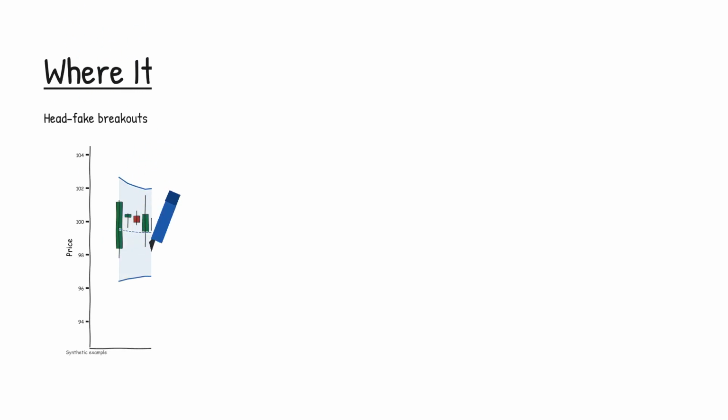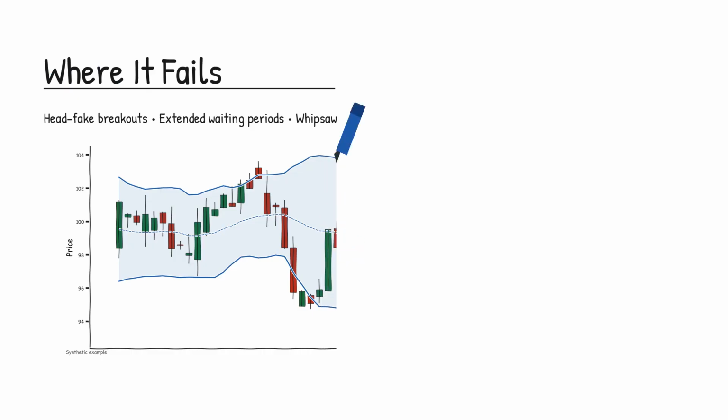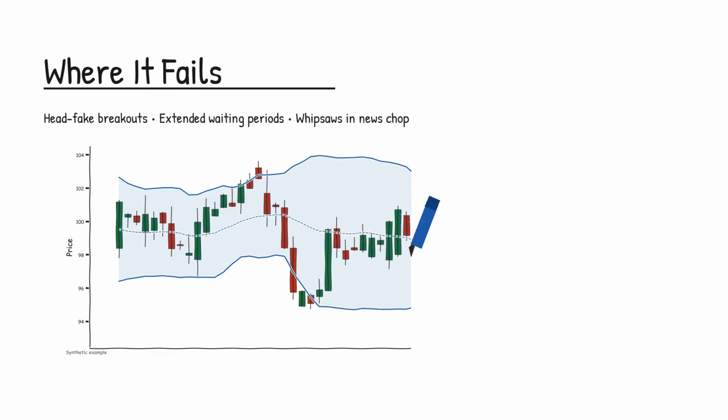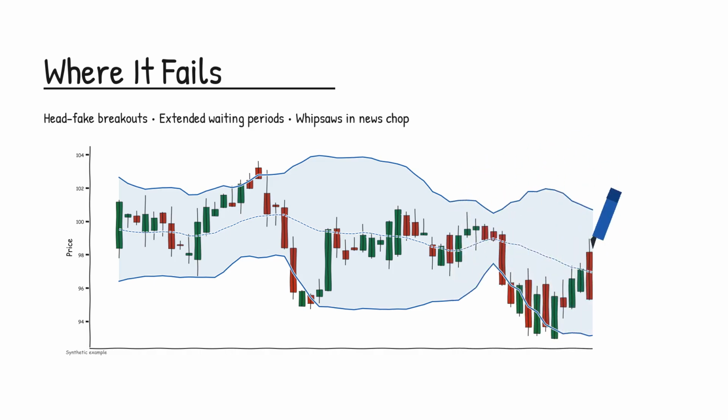Now the weaknesses. Squeezes are direction agnostic, so roughly 40% of breakouts reverse violently, a pattern Bollinger himself called the head fake. Bandwidth can also stay low for weeks while you wait, tying up attention and capital. And in choppy, news-driven markets, the band breakout fires repeatedly in both directions, generating whipsaw losses. The indicator tells you when to be ready, not which side to bet on.